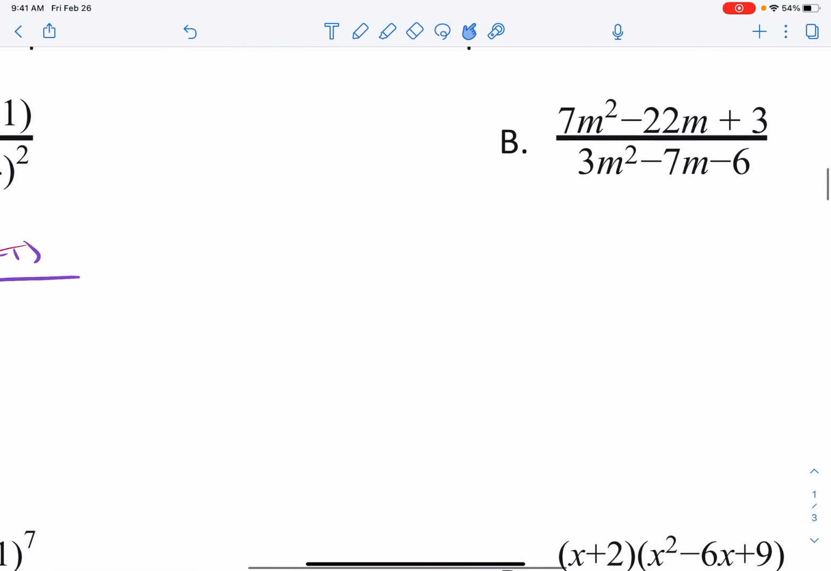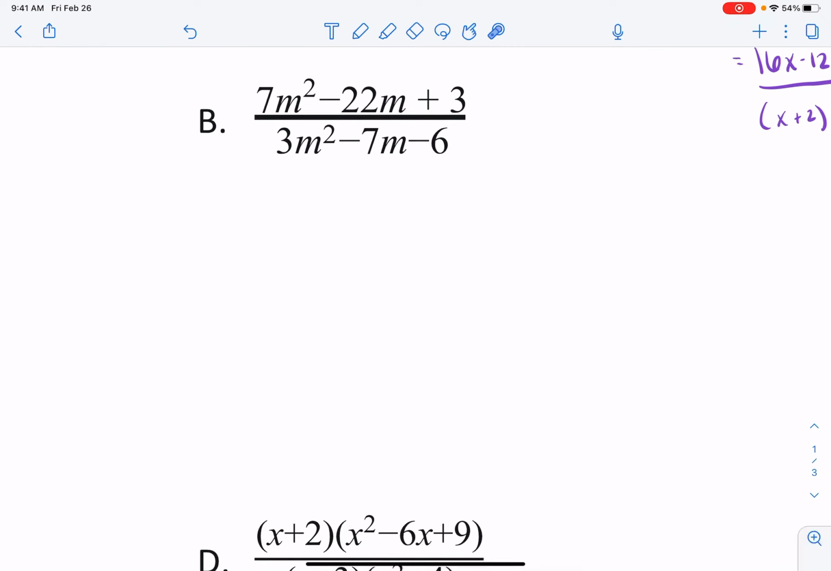Okay, so let's look at B. I've got 7m squared minus 22m plus 3 over 3m squared minus 7m minus 6. So we actually do need to do some factoring here, and we need to do the diamond method for both of these. So let's start with 7m squared minus 22m plus 3.